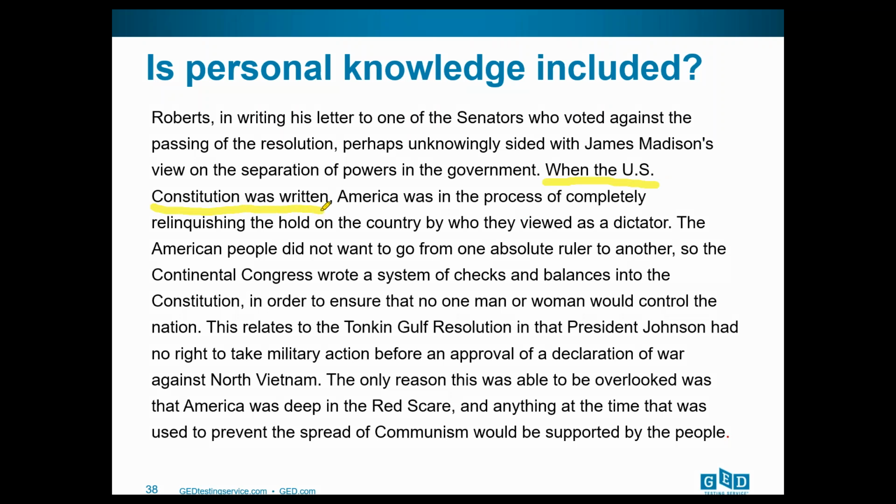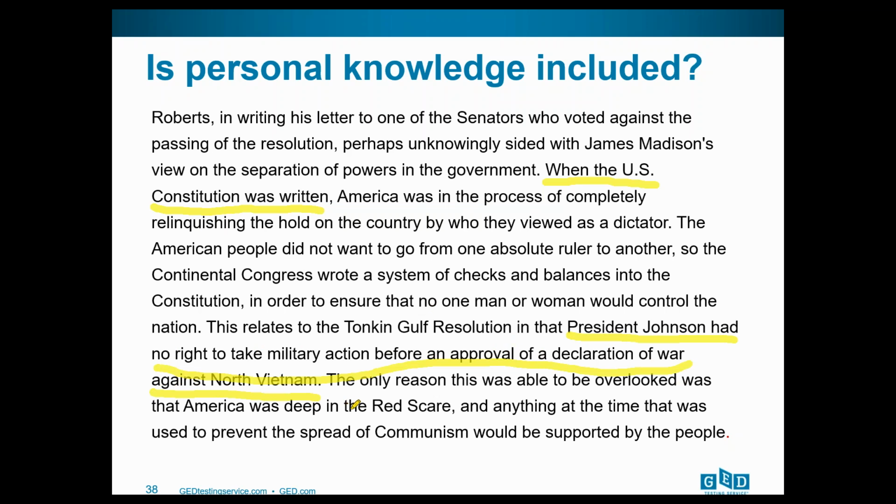Notice what the student has said from there. There's nothing from the letter or the excerpt itself, but it's really something the student knew. Also, as you move through here, we start with: President Johnson had no right to take military action before an approval of the declaration of war against North Vietnam. And the student goes one step further.